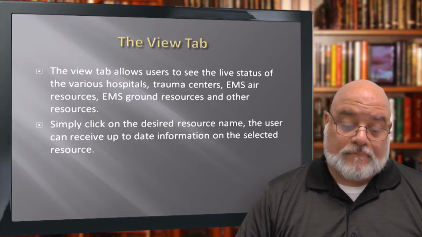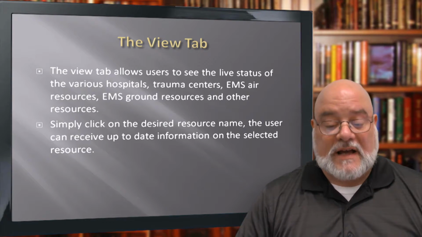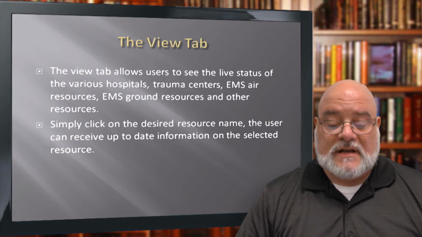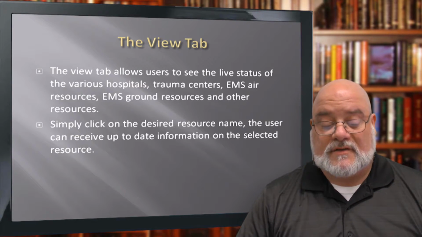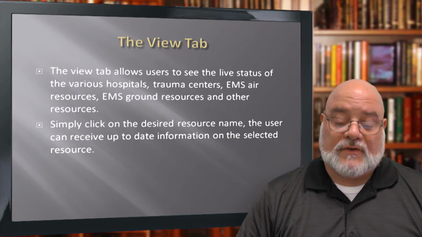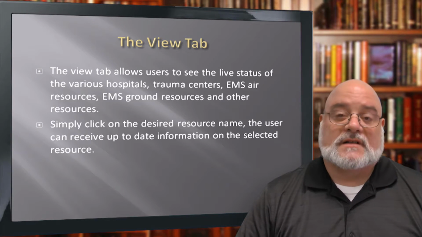View tab. This allows the users to see the live, key here, live status of the various hospitals, trauma center, EMS air resources, EMS ground resources, and other resources available. You simply click on the desired resource name. The user can receive up-to-date information on the selected resource.